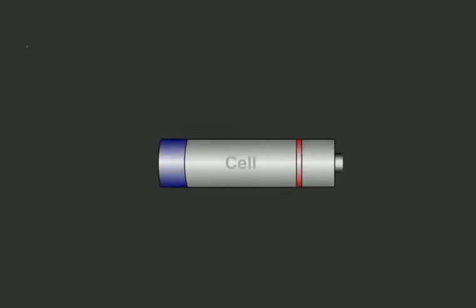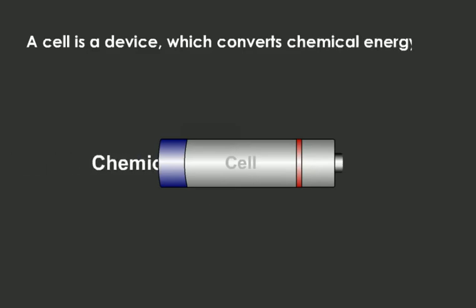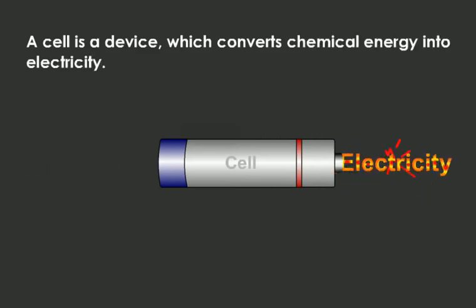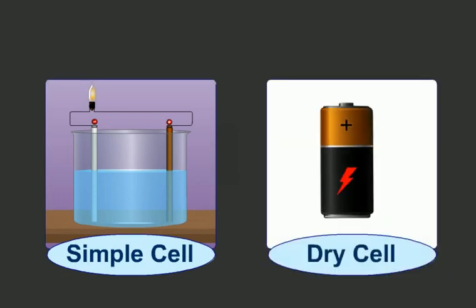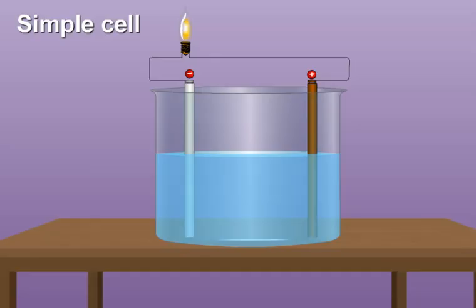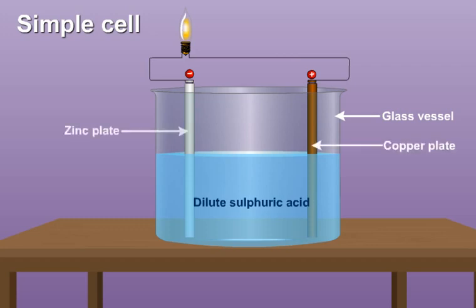Students, a cell is a device which converts chemical energy into electricity. Simple cells and dry cells are examples of cells. Simple cell. A simple cell consists of a glass vessel containing dilute sulfuric acid. Two plates of copper and zinc are dipped in the solution.